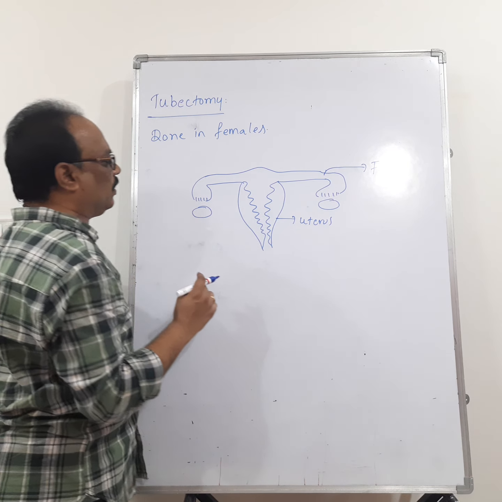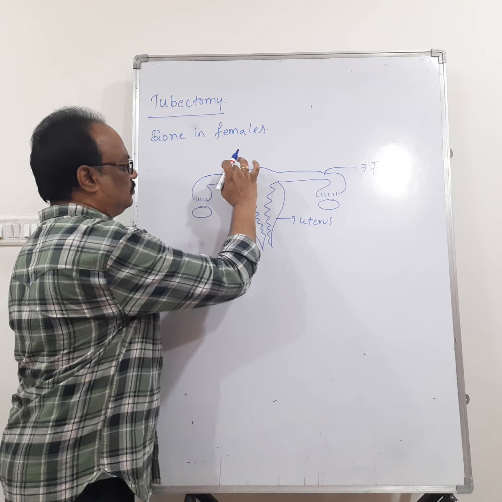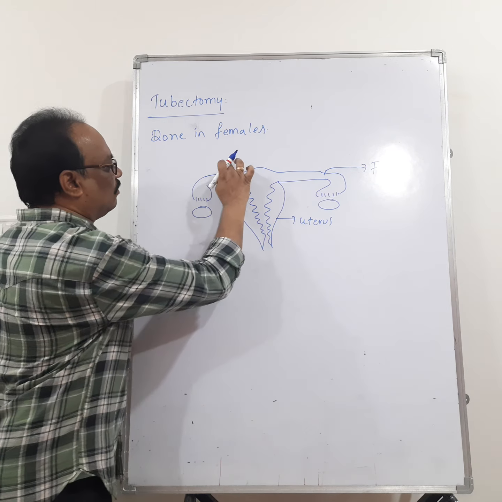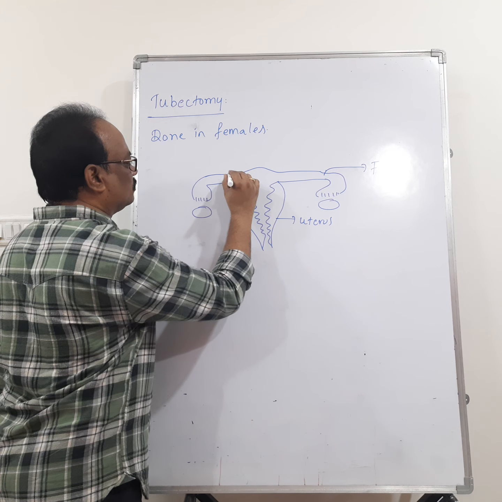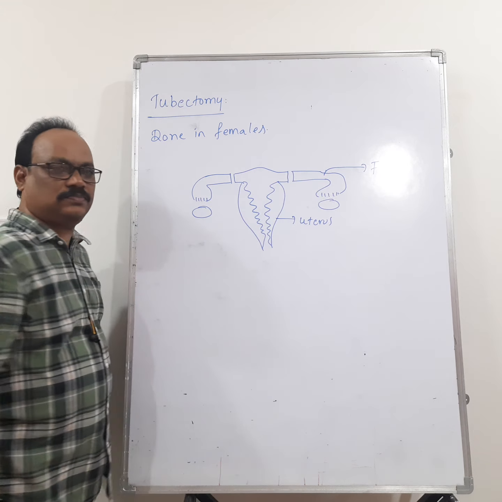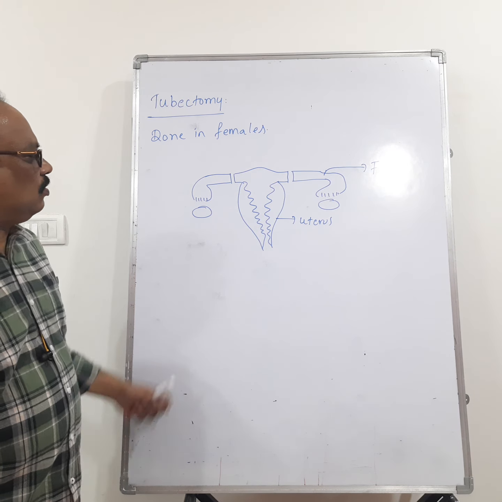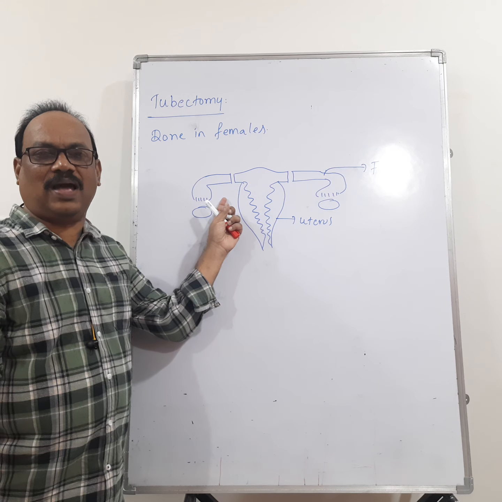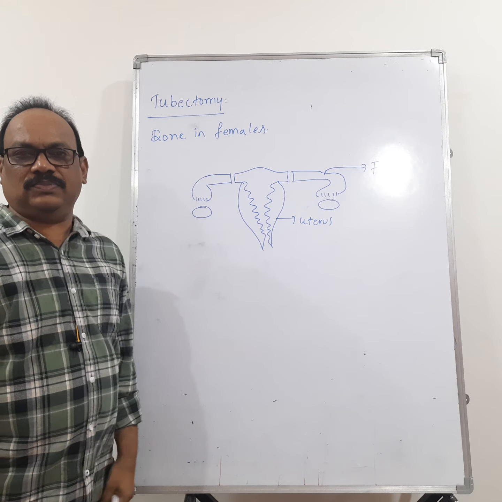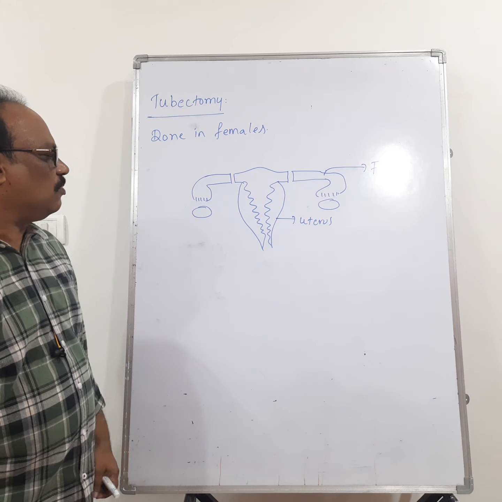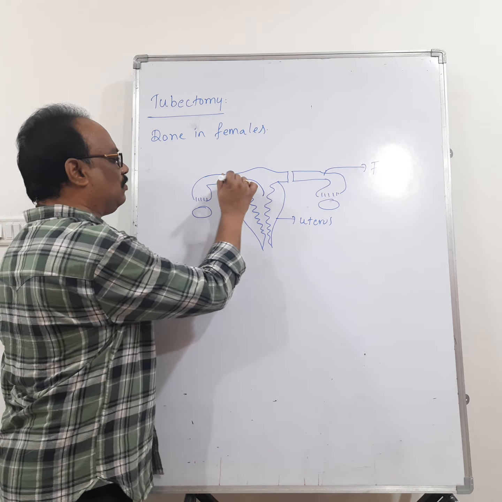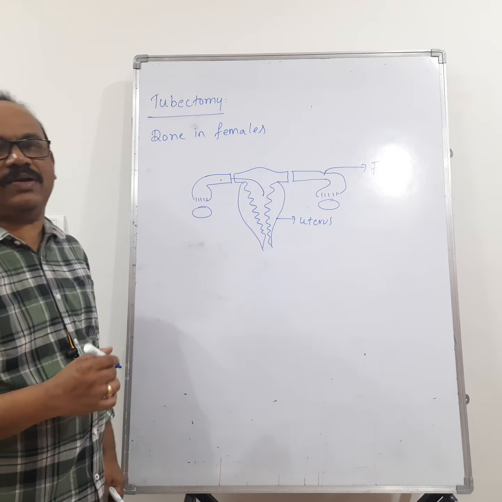So in the tubectomy, they make a small incision through the abdomen and they cut the fallopian tubes like this. They cut the fallopian tubes. So when they cut the fallopian tubes, what is happening? The transport of ova into the uterus is prevented, you understand that? And also the transport of sperms into the fallopian tubes is prevented.